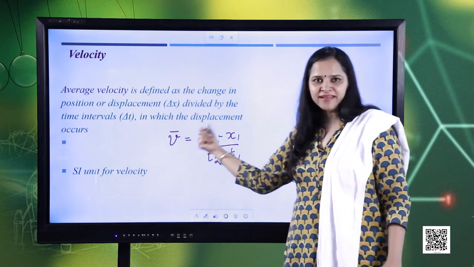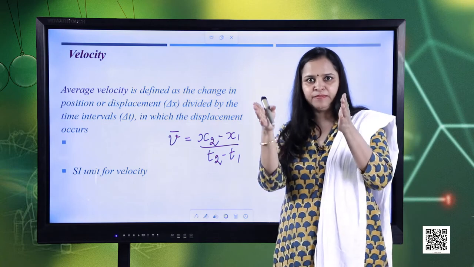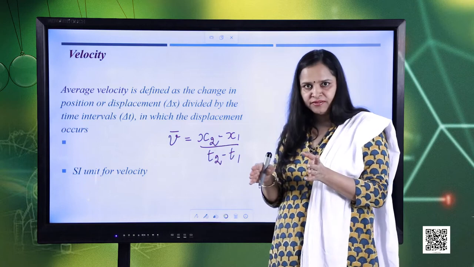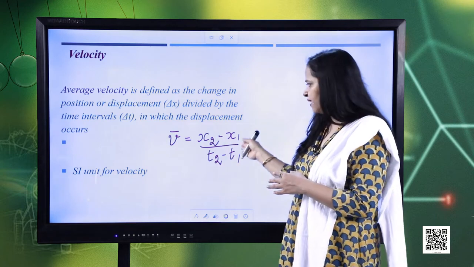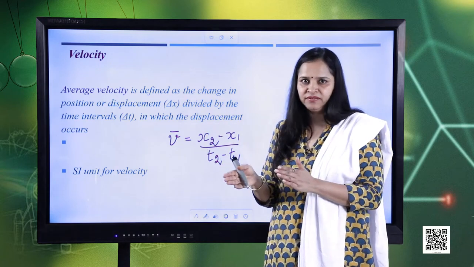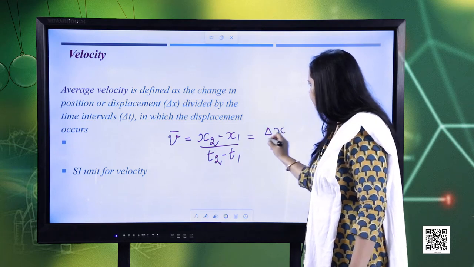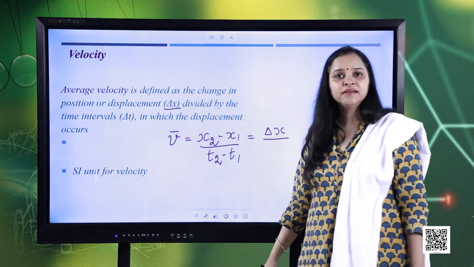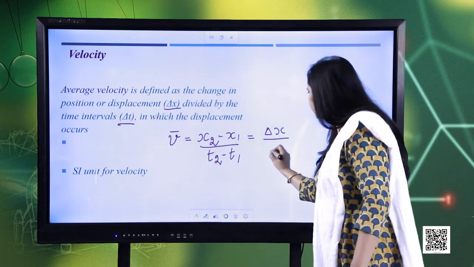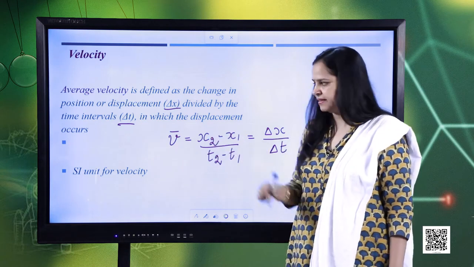Now here, what are x2, x1, t2 and t1? In any part of a motion, we consider t1 and t2 as the instants of time, and x1 and x2 as their positions respectively at those times. So x2 minus x1 is delta x, which is the displacement, and t2 minus t1 is the time interval delta t. That is how we express average velocity mathematically.